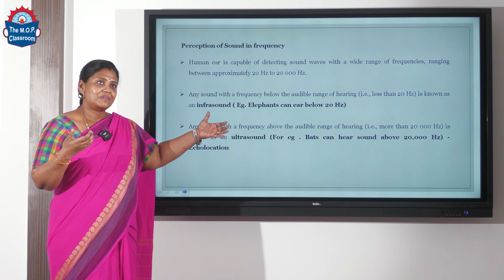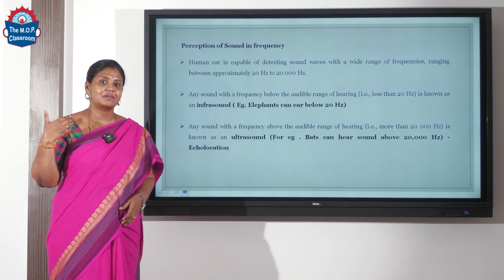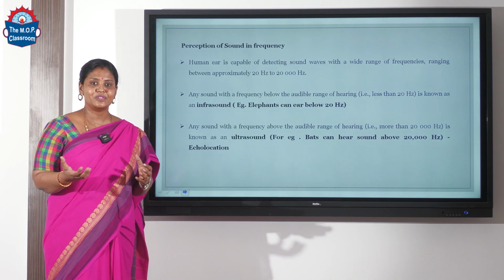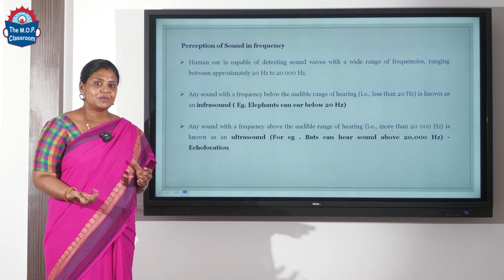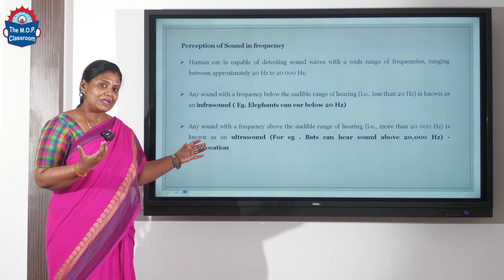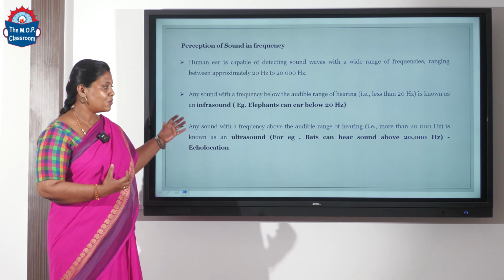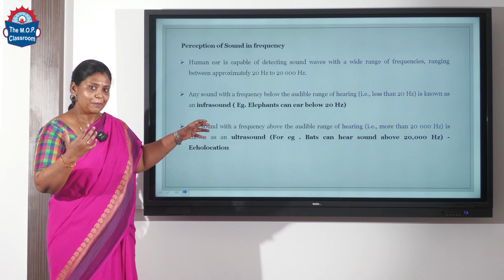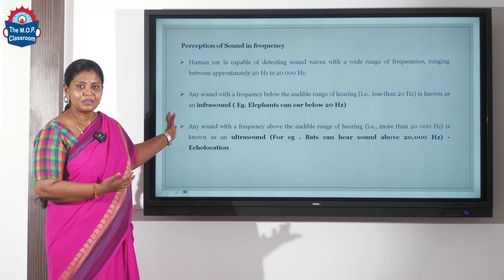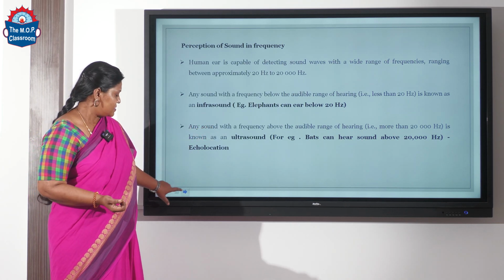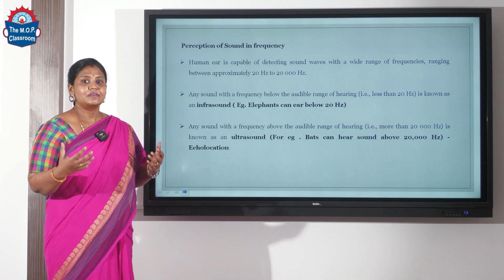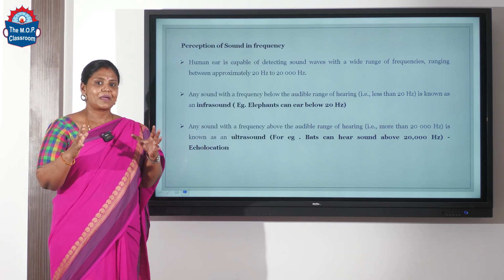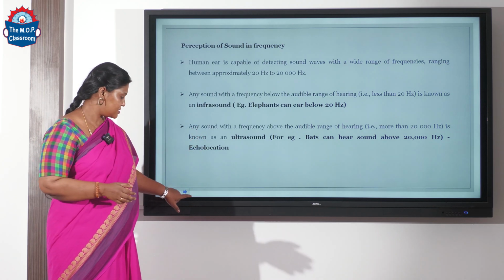And when we look at bats, they have a process called echolocation. With echolocation, they know anything around 2 meters away from them. They locate it only through sound. They can keenly observe sound above 20,000 hertz. So above 20,000 is referred to as ultrasound, and anything below 20 hertz is infrasound. This is the perception of sound, how we deal with sound in animal hearing and human hearing. Human hearing generally has the capacity between 20 and 20,000 hertz.